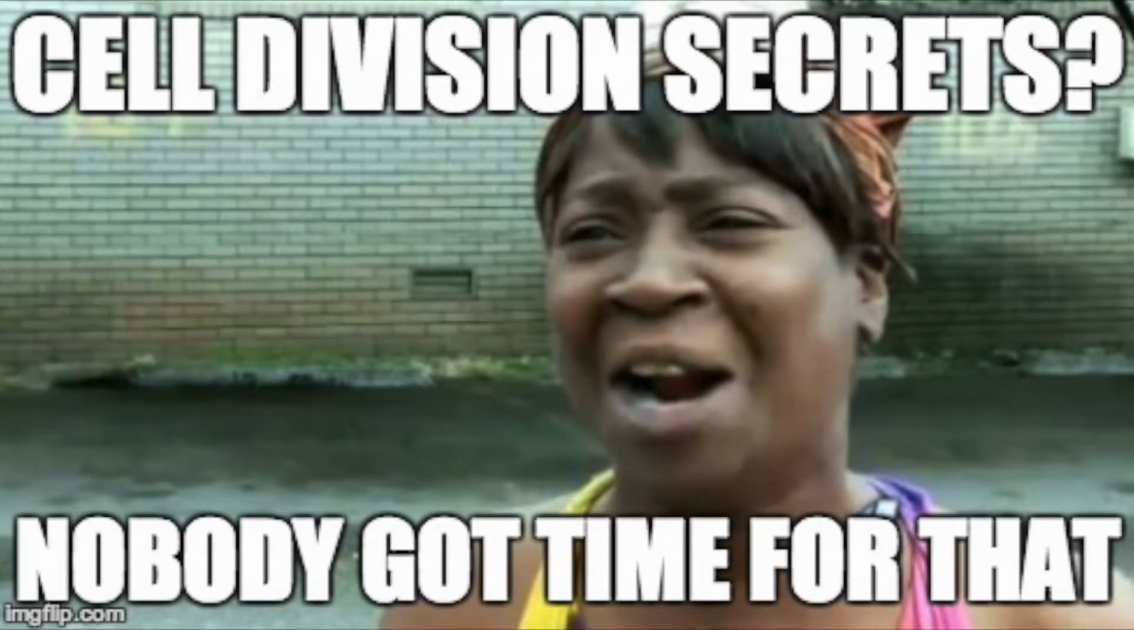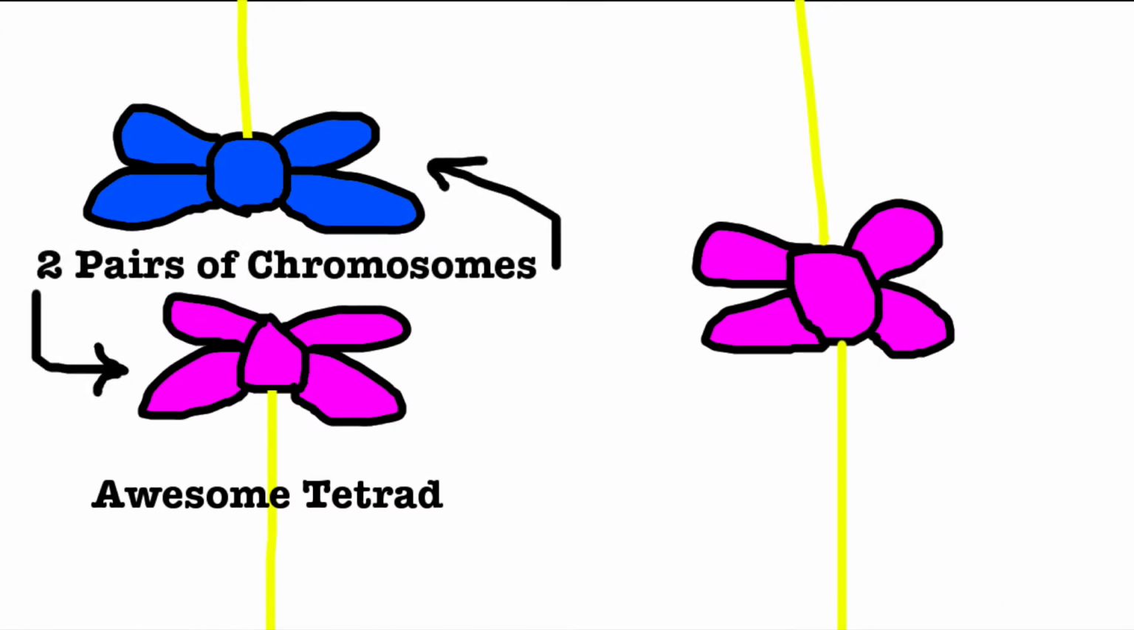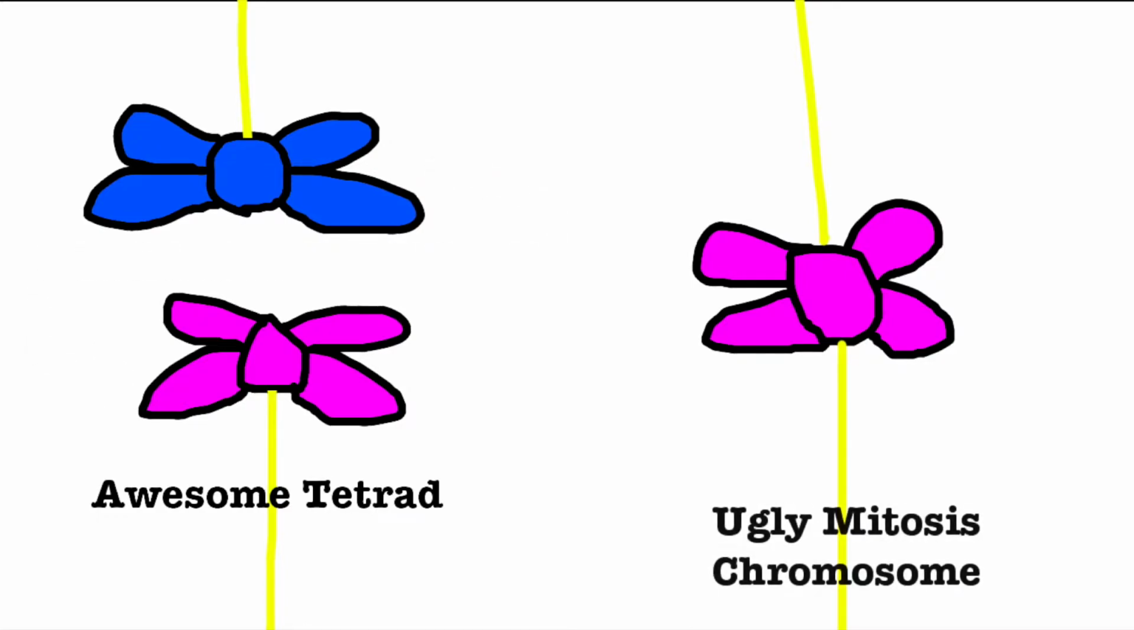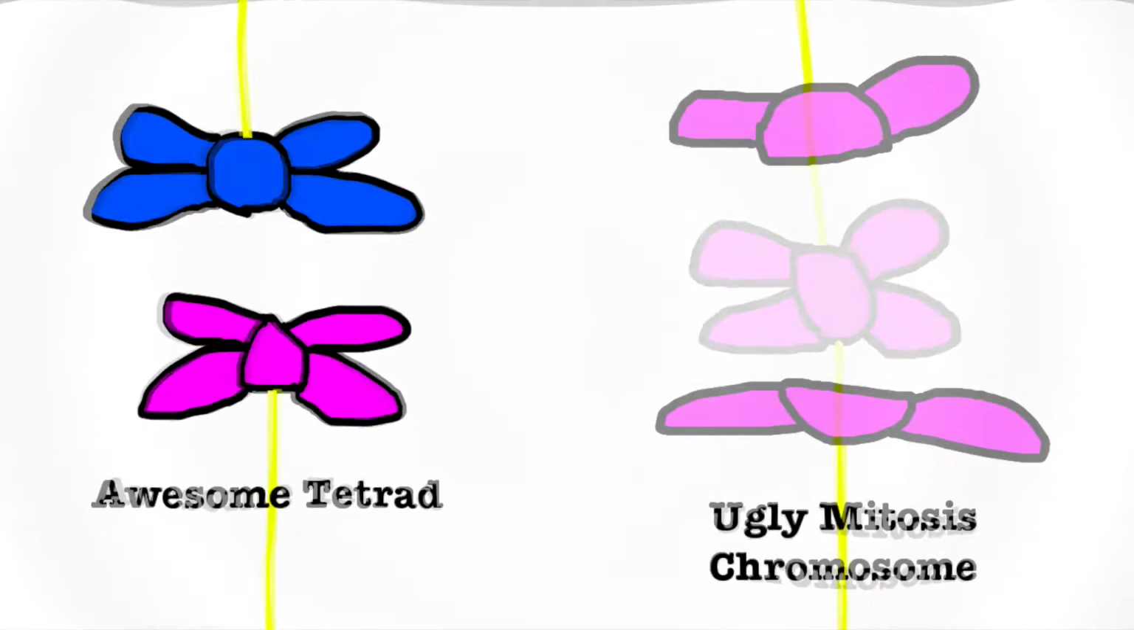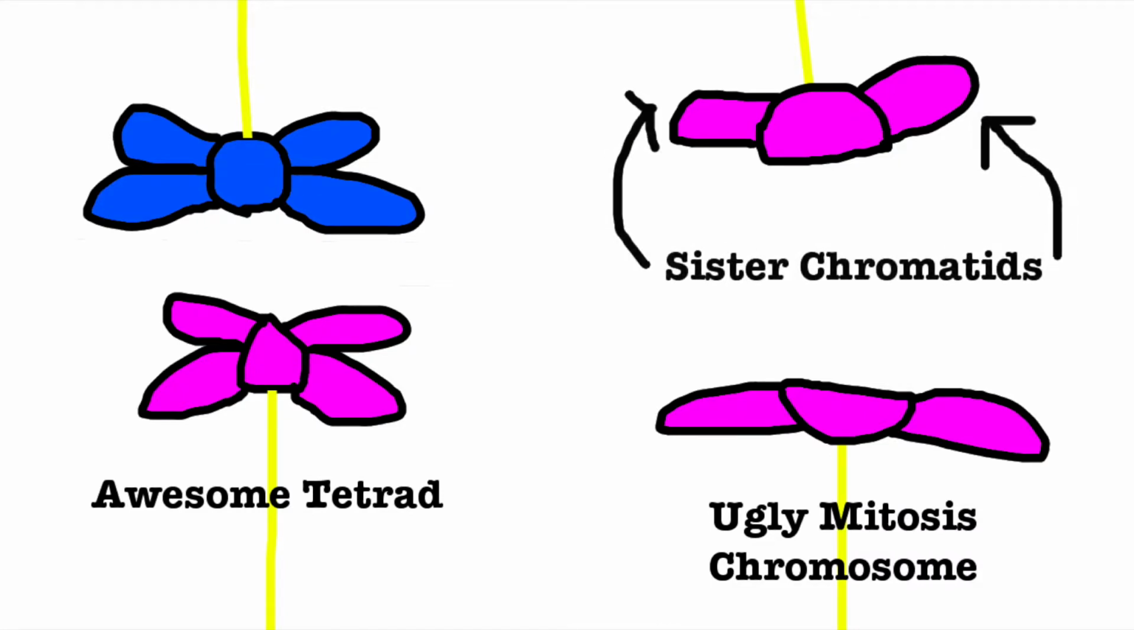Why is this important to remember? It's what results from these 2 divisions that separates the 2. Basically, when a tetrad separates in anaphase, it splits into 2 new pairs of chromosomes that are still held by its centromere. On the other hand, when a chromosome of mitosis separates in anaphase, it splits into 2 pairs of sister chromatids instead, destroying the centromere.